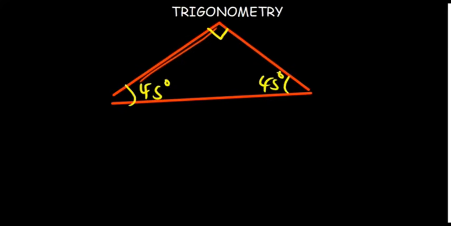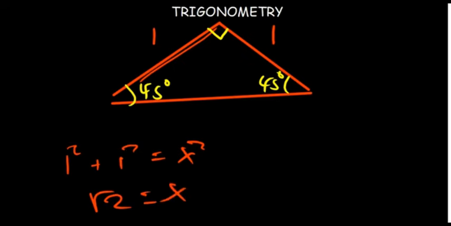Okay, so what we can do is let these sides be 1s, and then if you try to find the hypotenuse, what are you going to notice? You notice that the hypotenuse is going to be root of 2. Of course, we're saying 1 squared plus 1 squared is equal to the hypotenuse squared, so you are going to find the root of 2 as your hypotenuse. Okay.